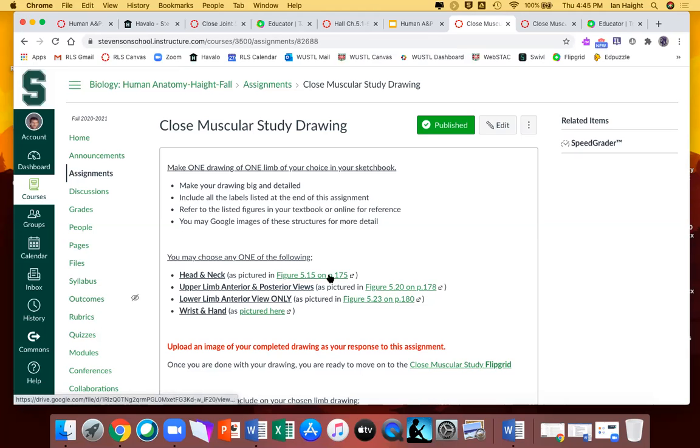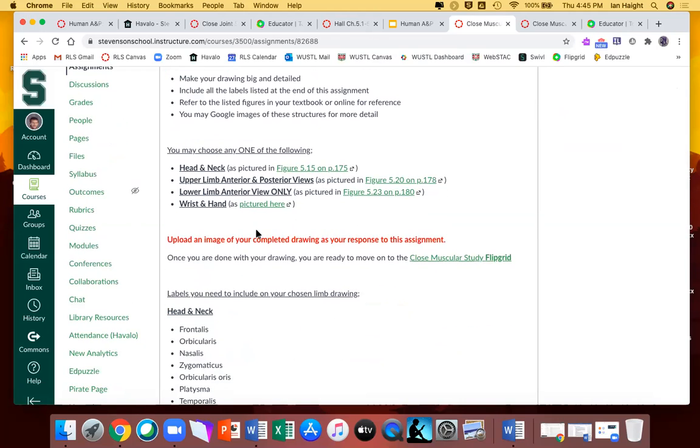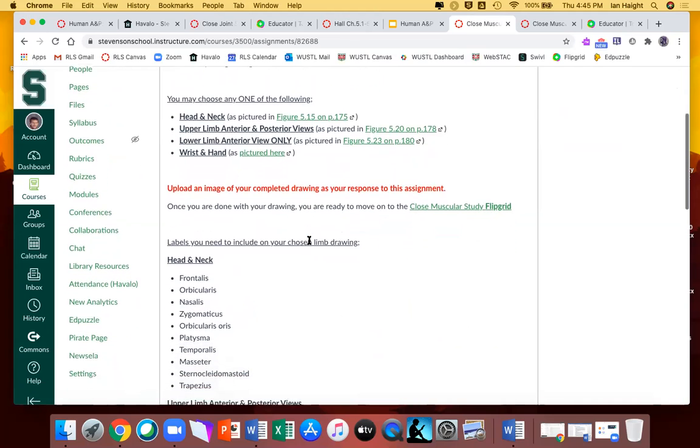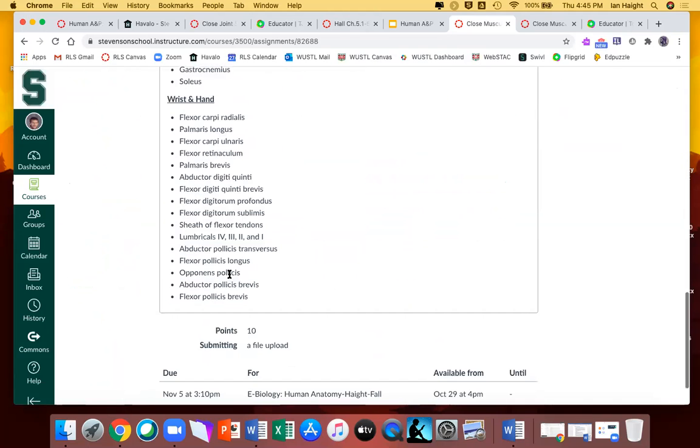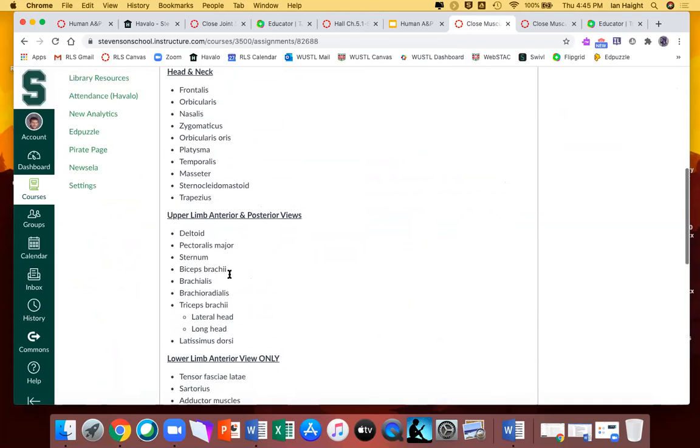And I have scanned images from your textbook. If you have your textbook, you can also find them. I have the page numbers listed there. The only one that isn't in your book is the hand, but I have access to an image right there that you can look at. I have a guide of what I would like you to label on each of your drawings. It's not necessarily everything that the book shows, so definitely check that.